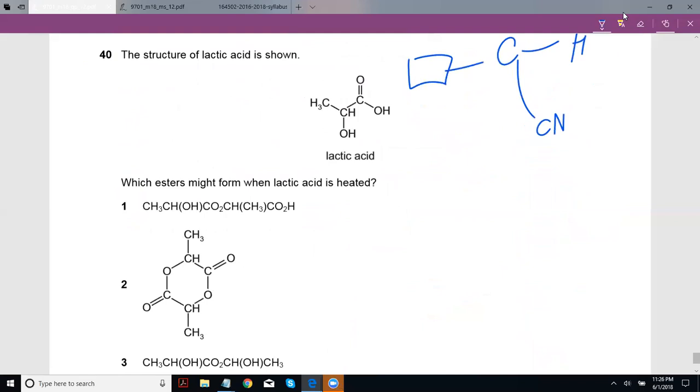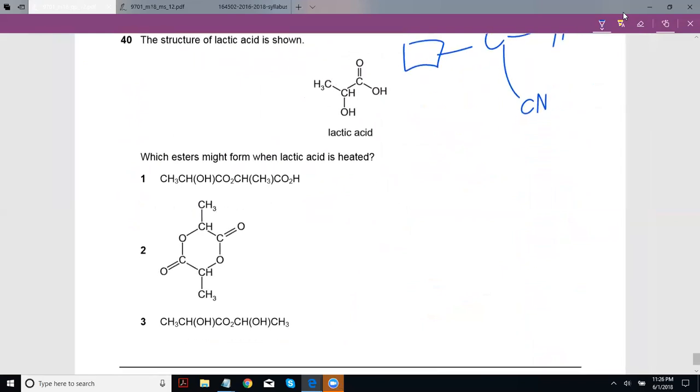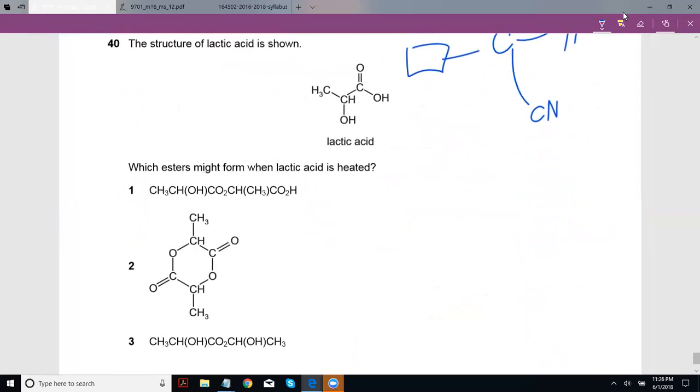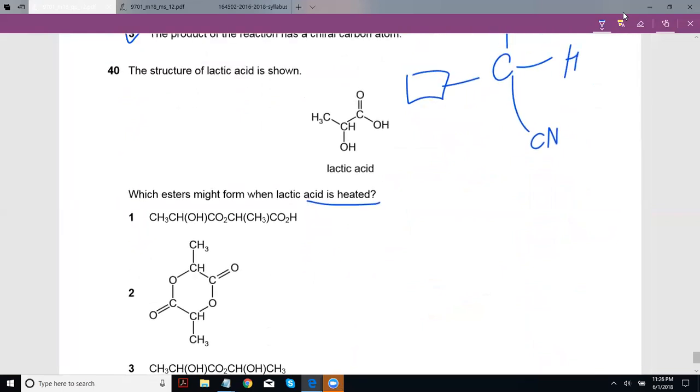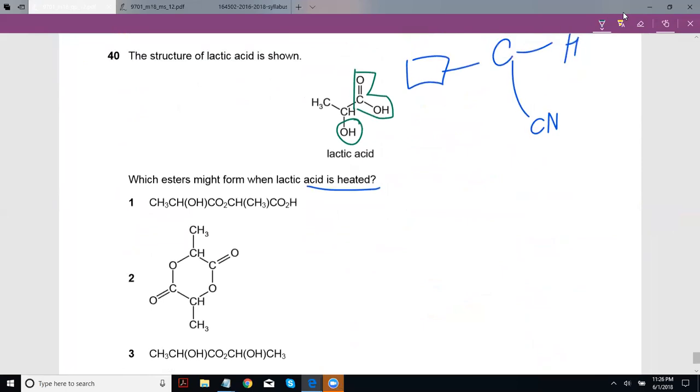The structure of lactic acid is shown. Which esters might form when lactic acid is heated? So it's just heated, it's going to form an ester with itself. So if you look here, this is a carboxylic acid group, and this is an OH. And obviously, understand there won't be just one molecule of lactic acid in a sample. You would have multiple molecules. So it could bond with itself, it could bond with another molecule, whatever.